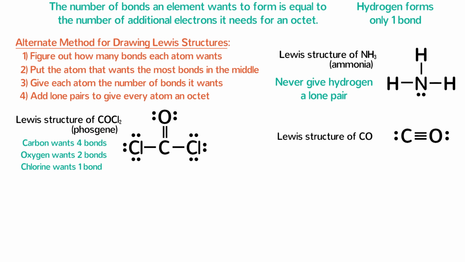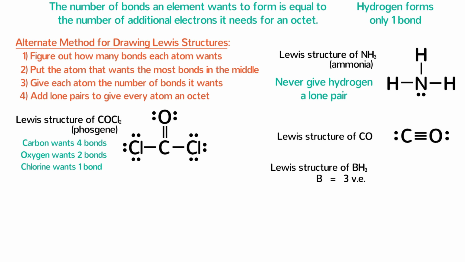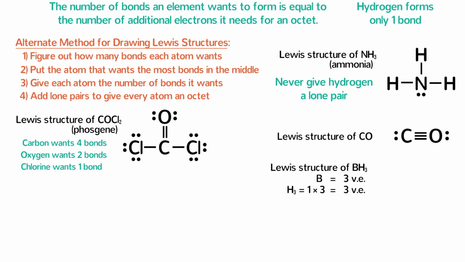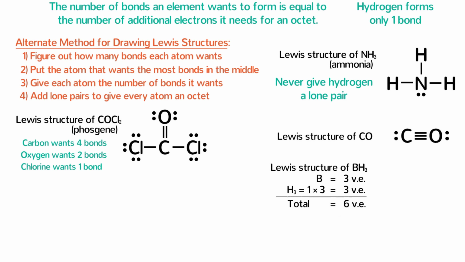Let's conclude this video by drawing the Lewis structure of boron, BH3. Boron has only 3 valence electrons, so you might think it wants to make 5 bonds. 8 minus 3 is 5, right? It turns out that boron typically only forms 3 or 4 bonds, not 5. Back to calculating valence electrons, each hydrogen has 1 valence electron, and there are 3 hydrogens, so they contribute 3 valence electrons to the molecule. That means that BH3 has 3 plus 3 or 6 valence electrons.